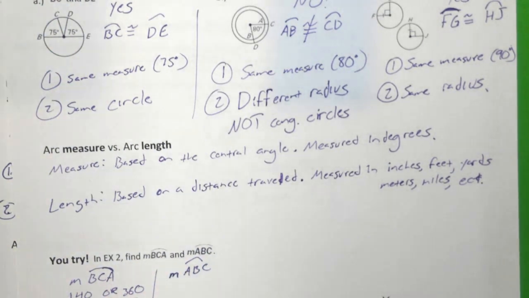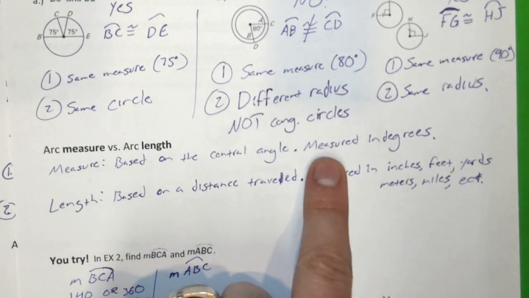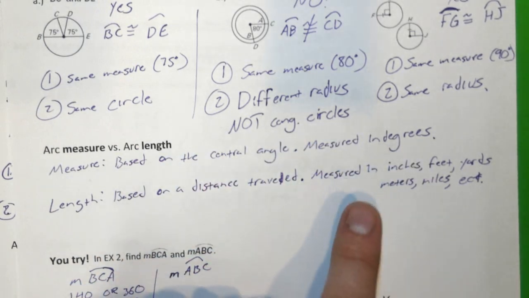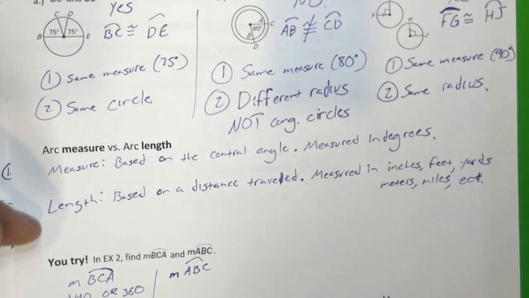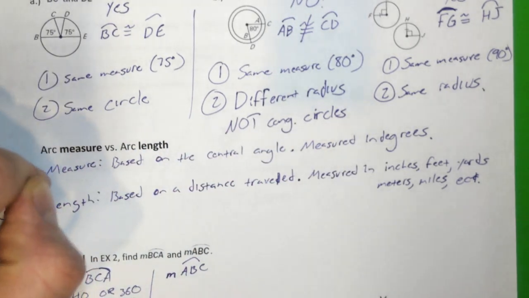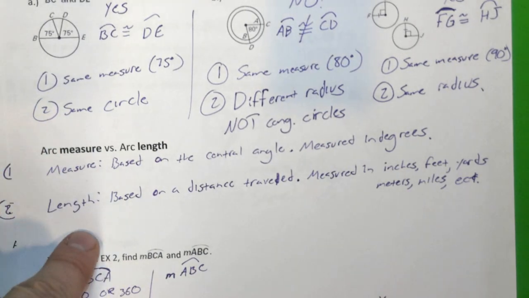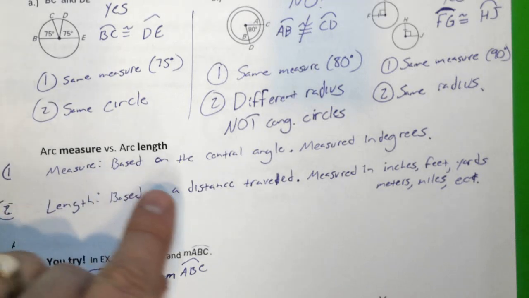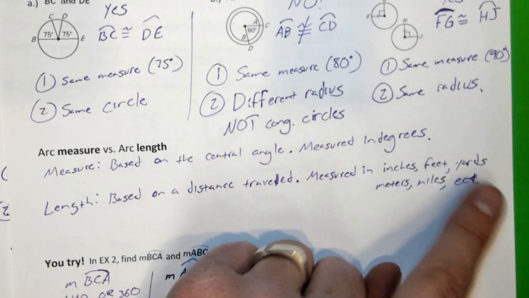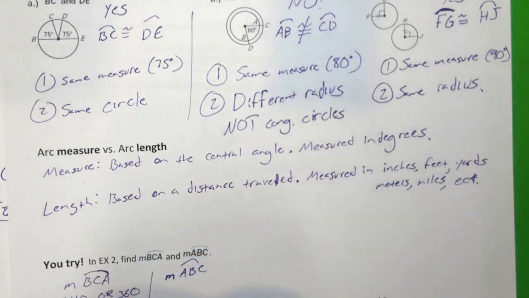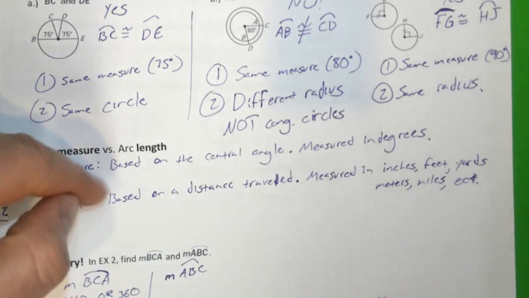Measure, what we've been talking about today, is based on the central angle, and it is measured in degrees. That is very clear and very consistent. This is exactly what we've been doing. In the near future, you might start to talk more about length. Length sure sounds the same as measure, and in a lot of cases it is, but when you're discussing arcs, length is based on the distance traveled, and it is measured in inches or feet or yards or meters or miles or light years or some other unit that is not degrees, and so that is going to be very, very different.